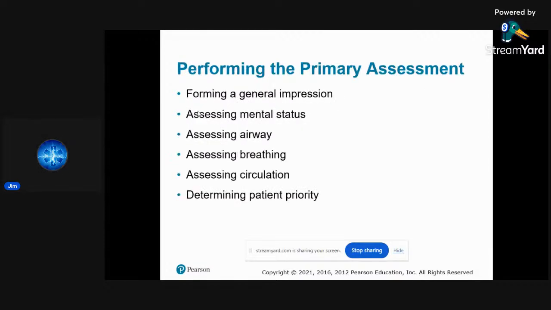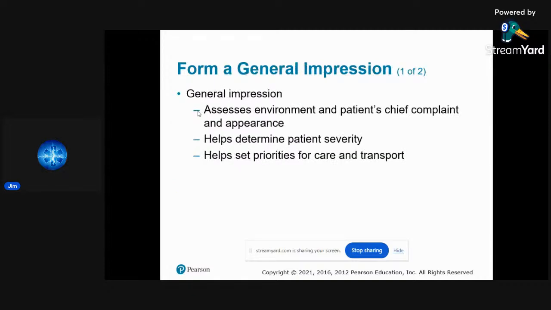In our primary assessment, it's broken down into 6 different divisions or steps. And those are, number one, general impression. So we're going to get a general impression. We're going to assess their mental status. We're going to assess their airway. We're going to assess their breathing, assess their circulation, and then we're going to determine their transport priority, right? And we'll talk about that in a little bit.